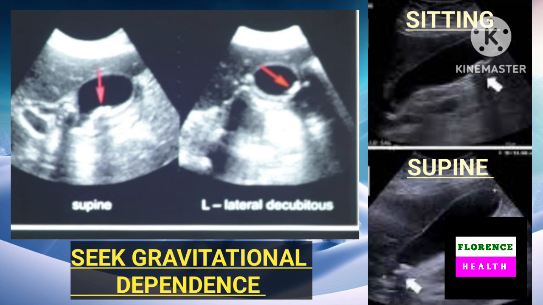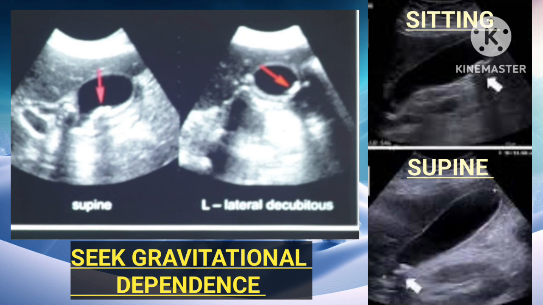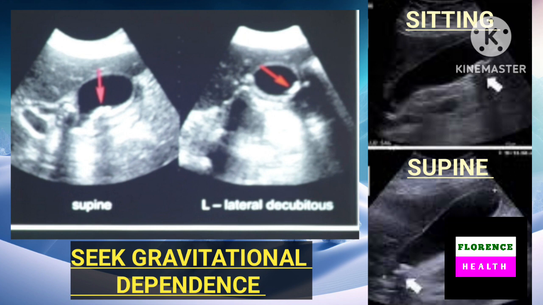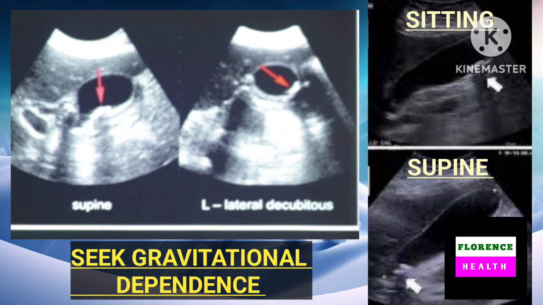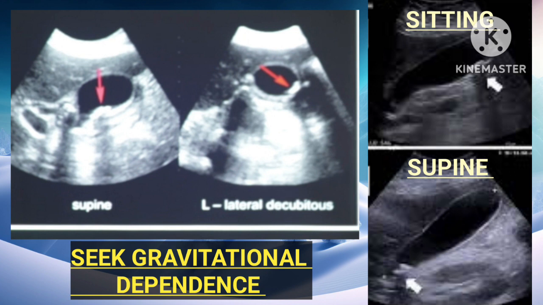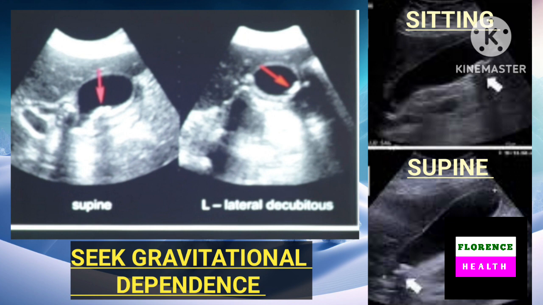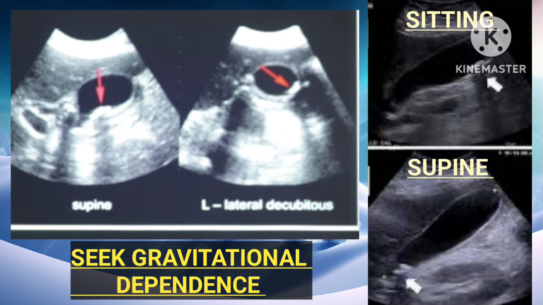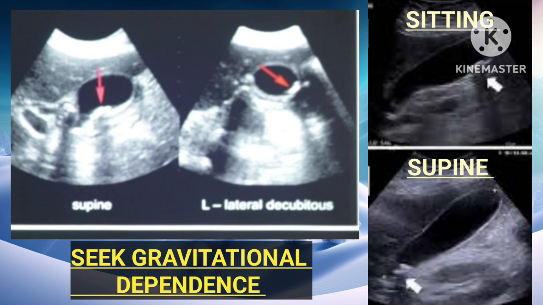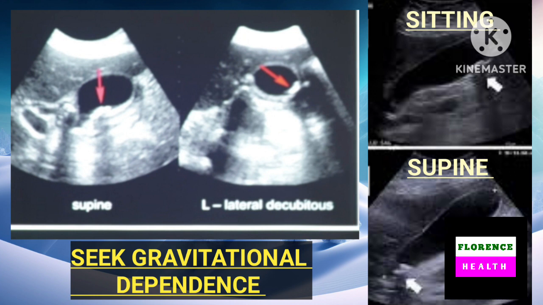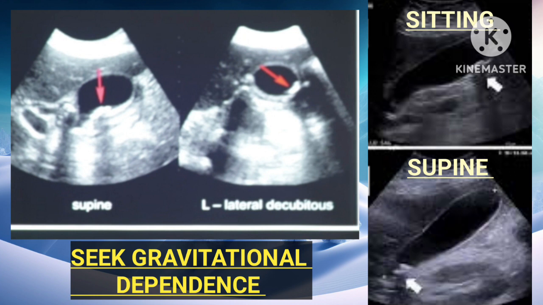This slide again shows the stone present at the dependent part. In supine position, the stone is present at the neck of the gallbladder, but in sitting position, the stone is present at the fundus of the gallbladder, but in semi-recumbent position, the stone is present at the dependent part, that is at the body of the gallbladder. That means on changing the position of the patient, the position of the gallstone changes to the dependent gravitational part of the gallbladder.